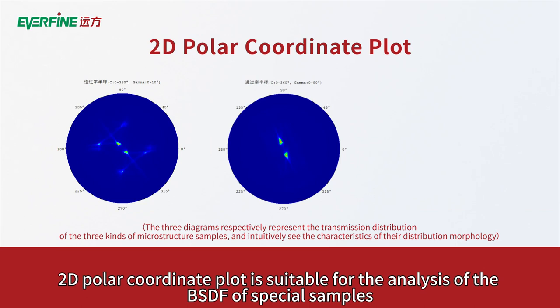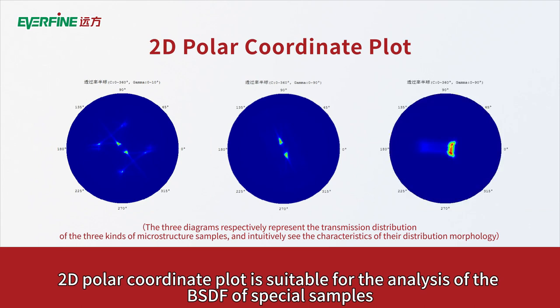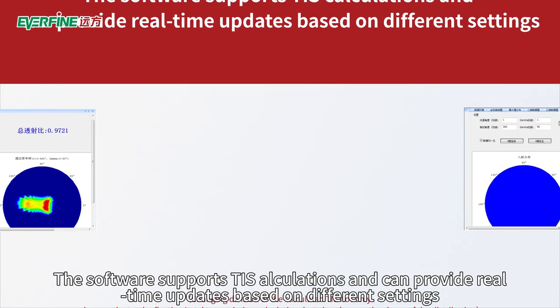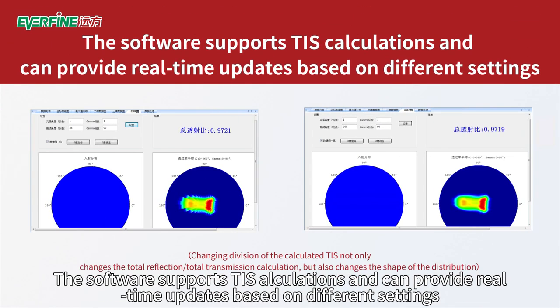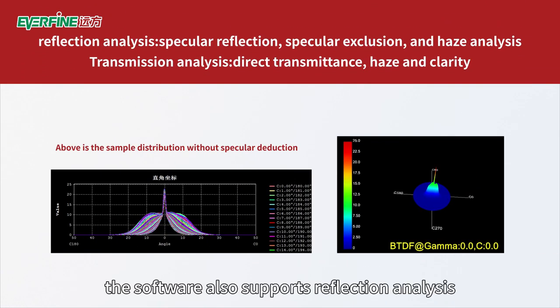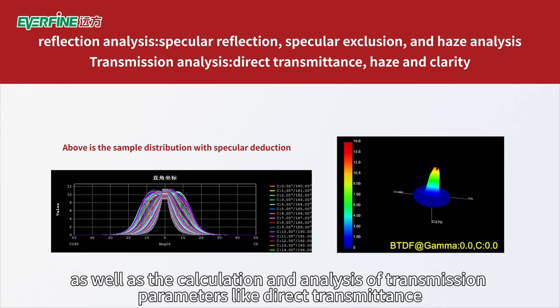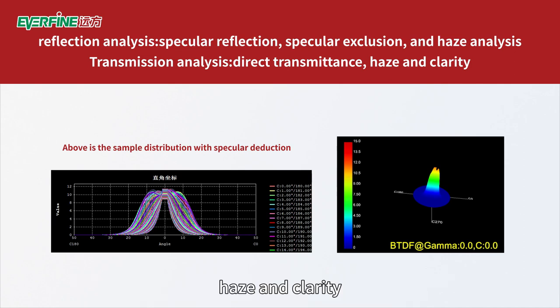The 2D polar coordinate plot is suitable for the analysis of the BSDF of special samples, which can clearly reveal the spatial distribution characteristics of microstructured samples. The software supports TIS calculations and can provide real-time updates based on different settings. What's more, the software also supports reflection analysis, including specular reflection, specular exclusion, and haze analysis, as well as the calculation and analysis of transmission parameters like direct transmittance, haze, and clarity.